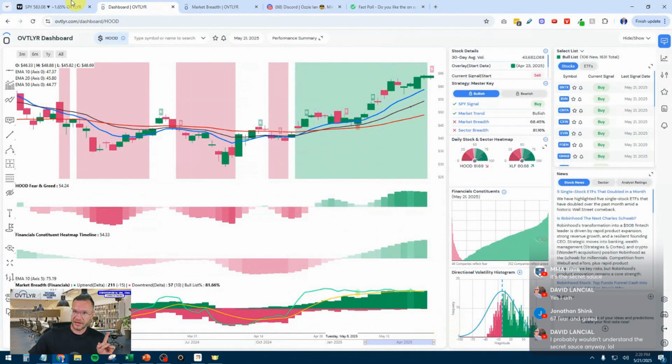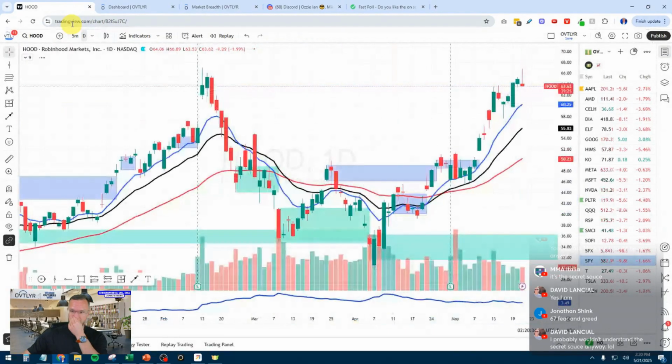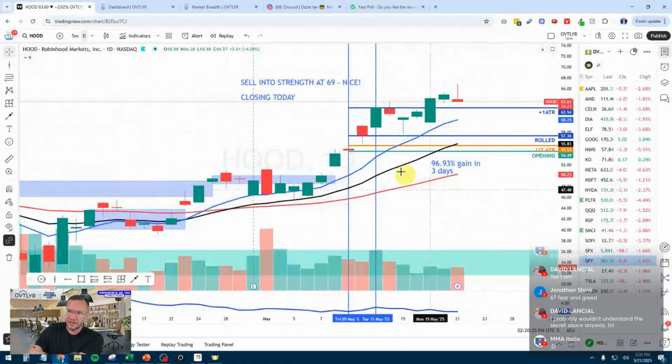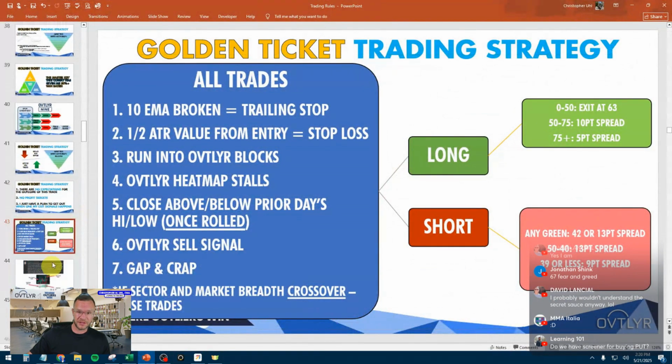So that got me out. Now, if we look at the chart on Hood, you can see where I got in and you can see where I got out. I made 96% on my options in just 3 days. At the moment when I got out, it was the top. It went up a little bit higher from that point, but we certainly have a sell signal right now. So if you're holding Robinhood, you may not be in the best place.